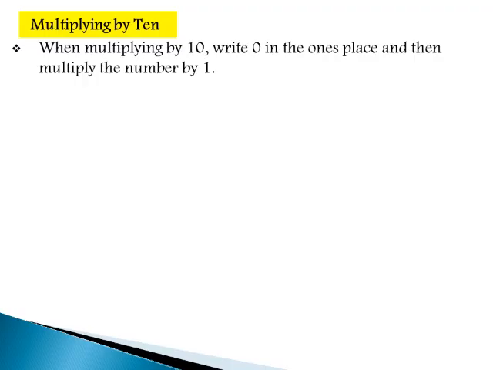Now let us learn the shortcut method of multiplying by 10. Students, do you know the 10 times table? Yes. 10 ones are 10, 10 twos are 20, 10 threes are 30, 10 fours are 40 and so on. We notice that each product in the 10 times table is the same number, that is, 10 multiplied with only 0 added to it. So the rule says, when multiplying by 10, write 0 in the ones place and then multiply the number by 1.